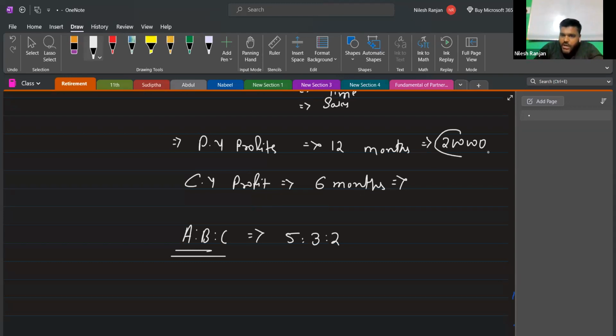Yes, this 2 lakh profit is for 12 months. So first we have to calculate the 6-month profit. It is 1 lakh. Yeah, 2 lakh into 6 by 12. If it is 3 months, then 2 lakh into 3 by 12, that is 50,000.